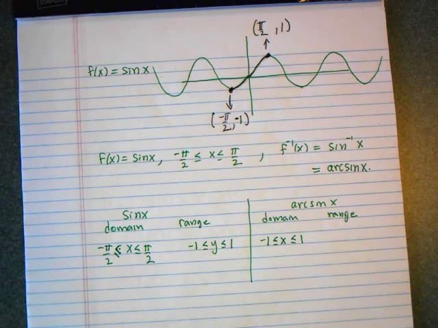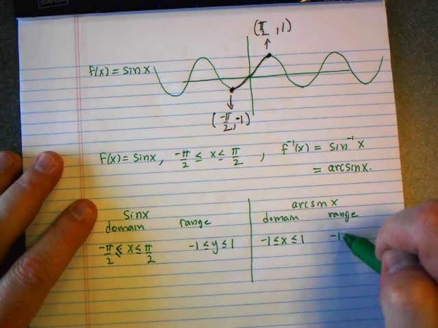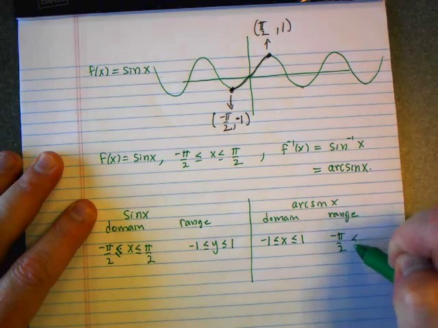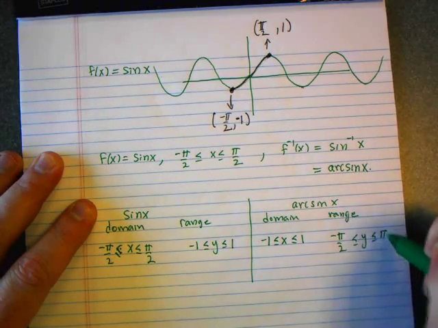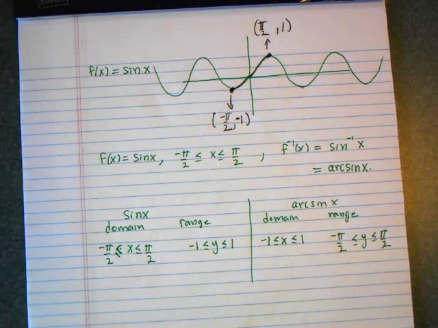What kind of answers am I going to get out? I'm going to get answers between negative pi over 2 and pi over 2. So you're thinking about the graph. What does the graph look like? Yeah, it does exactly what you just said.